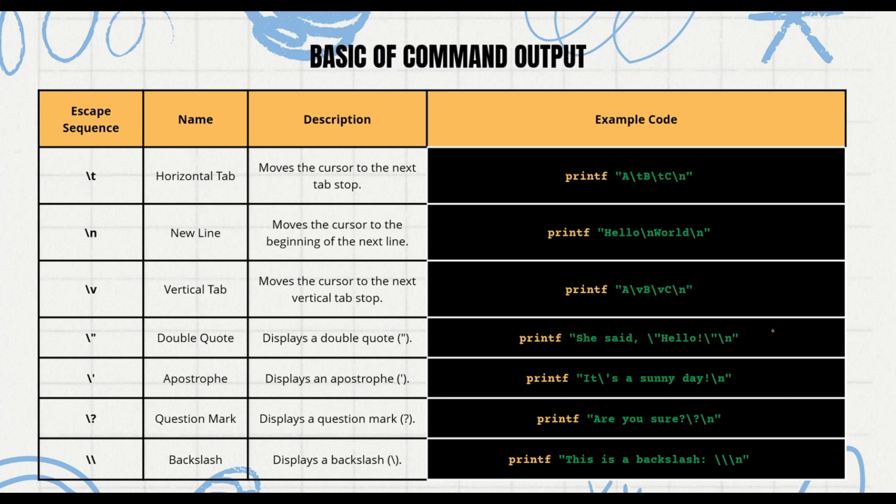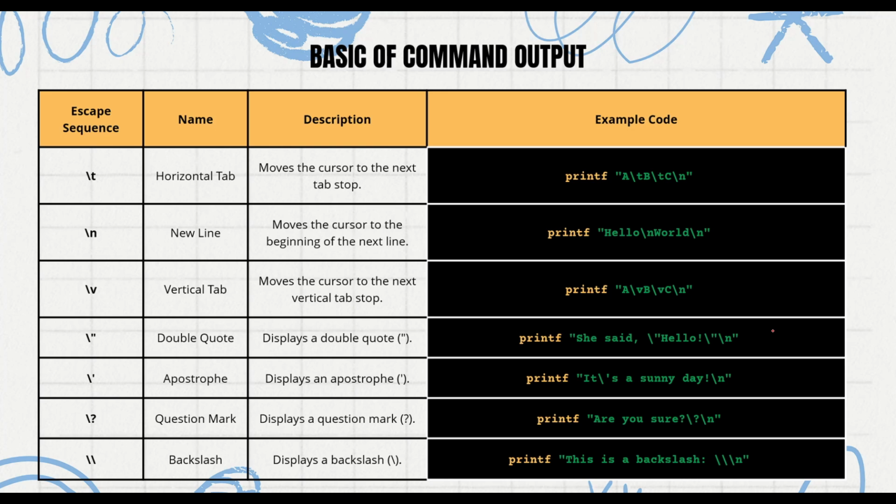The \" escape sequence displays a double quote within a string. For instance, this code, said \"hello\", will print the sentence with quotation marks around hello as part of the output. The escape sequence \' is used to display an apostrophe. In this code, this helps include an apostrophe within the text without breaking the code. Next up is the question mark escape sequence, which is used to display a question mark. Using this code will print the sentence including a question mark.